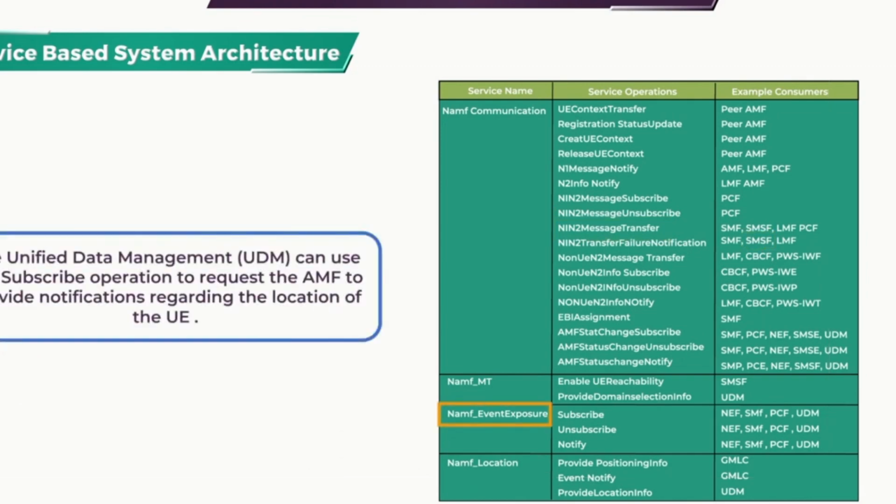NAMF Event Exposure Service allows network functions to subscribe to notifications of specific events. For example, the Unified Data Management (UDM) can use the subscribe operation to request the AMF to provide notifications regarding the location of the UE. Similarly, the AMF can provide notifications regarding the registration state, connectivity state, or reachability of the UE.